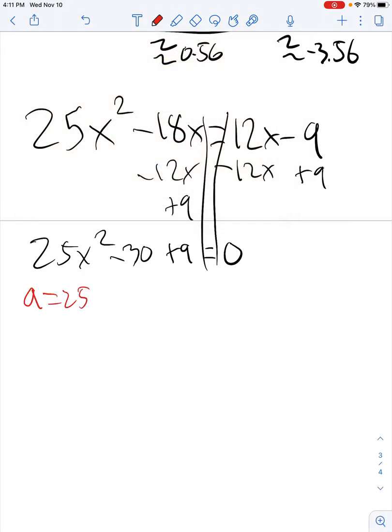Now I can go ahead. Again, I suggest you label what your a, b, and c are. A equals 25, b equals negative 30, I forgot an x here.